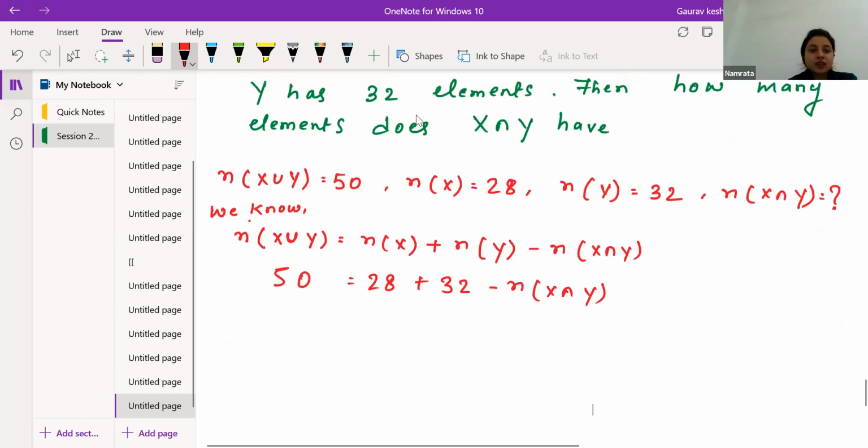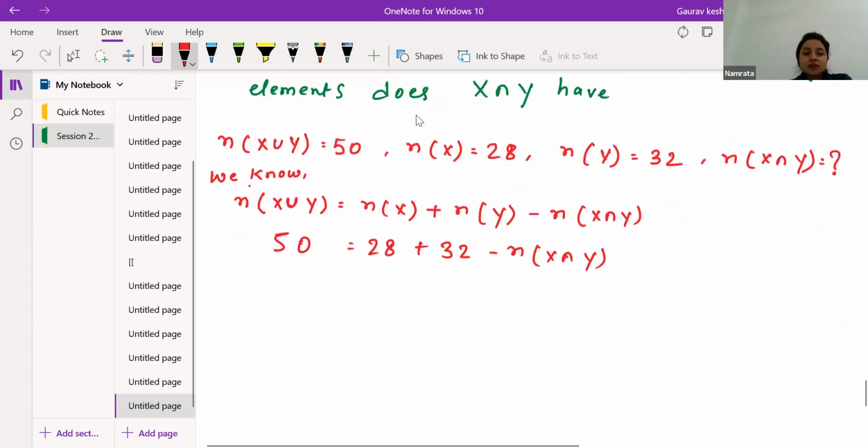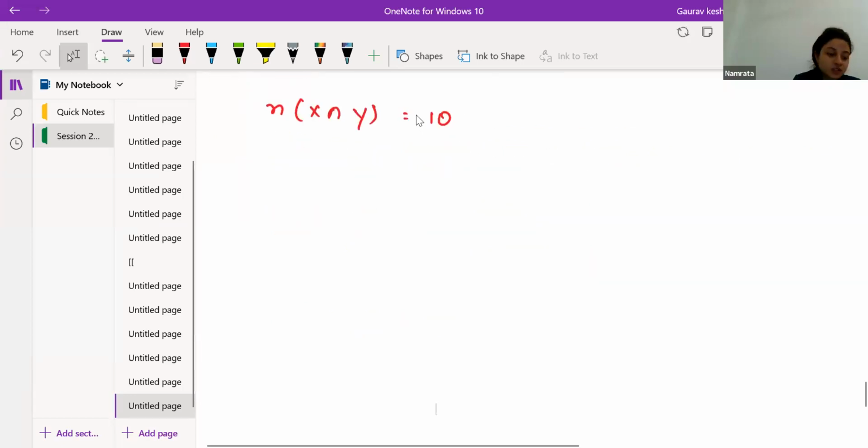So what will be the answer after doing the calculation? Please do it and tell me the number of elements in X intersection Y. 10. Perfect. So there are 10 elements which are common in X and Y. Let's do the next problem.